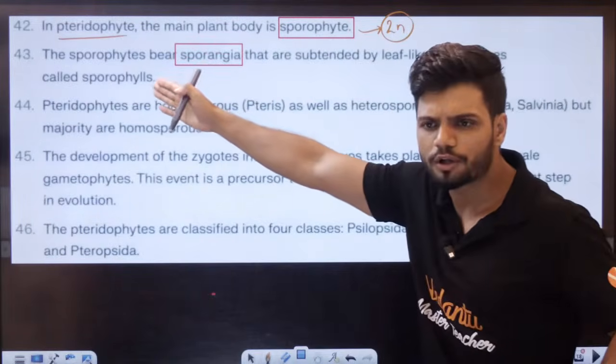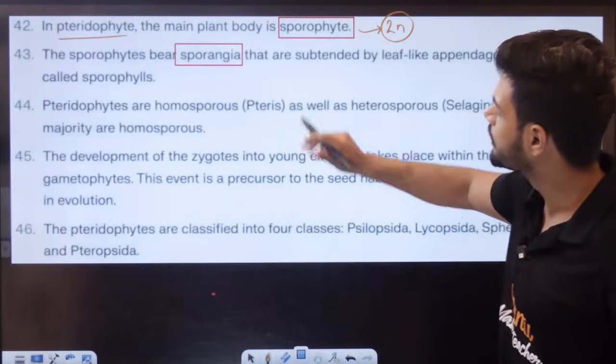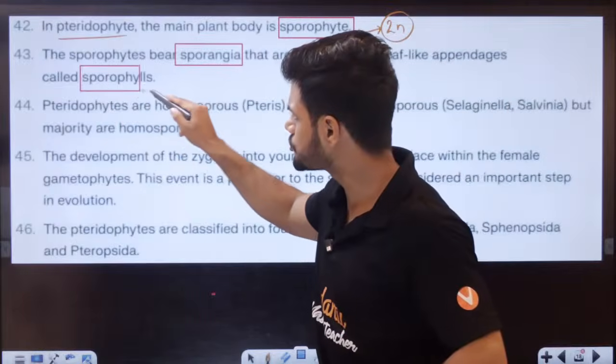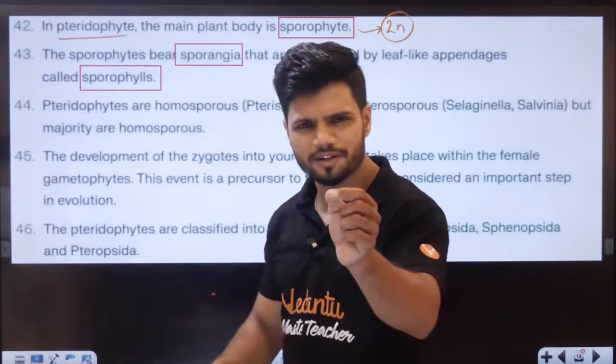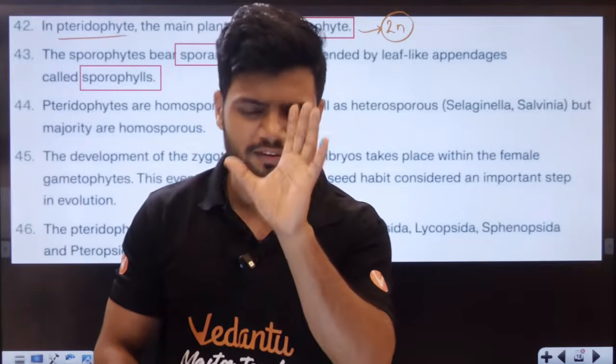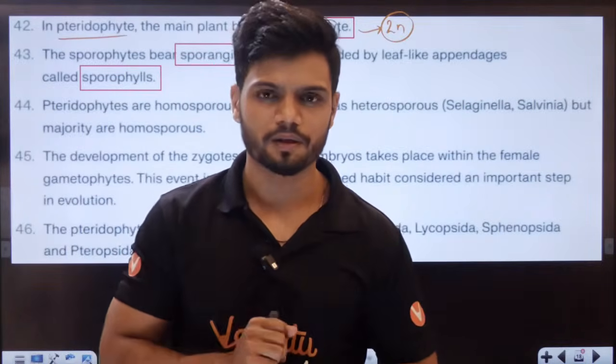Sporophyte is the main plant body, all of you know, and it's main plant body that are subtended by leaf-like appendages called as sporophyll. So students, here one difference all of you need to understand. All of you listen to me very carefully.